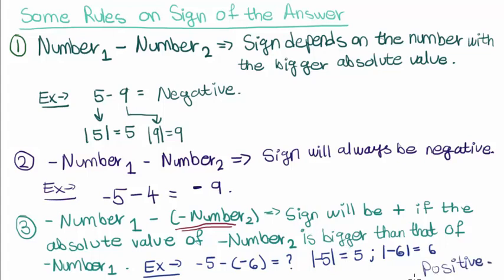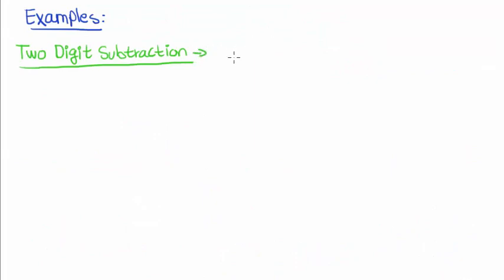Now we have done enough examples when it comes to single-digit subtraction with integers. Now let's do a couple of examples with 2-digit subtraction, then we'll move on to 3-digit subtraction, and we'll end this video on a high note with a 4-digit subtraction example. So let's begin with 2-digit subtraction. Let's say I have something like, what is the answer to 66 minus 39?